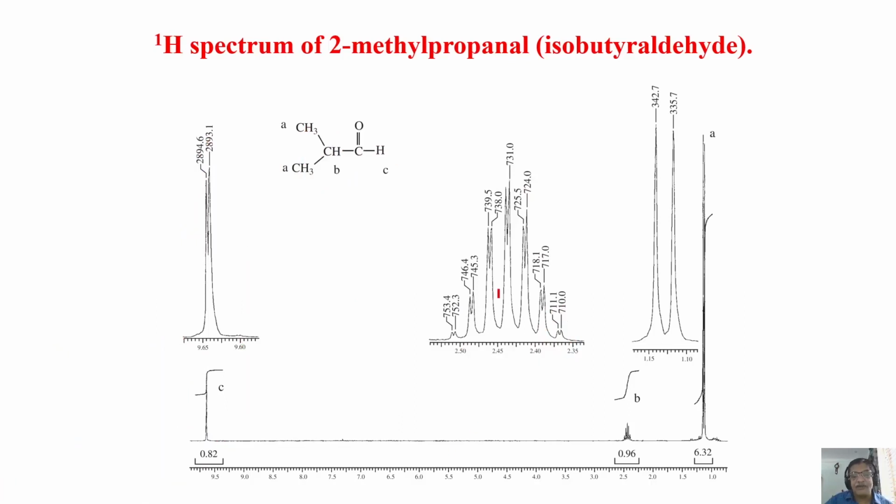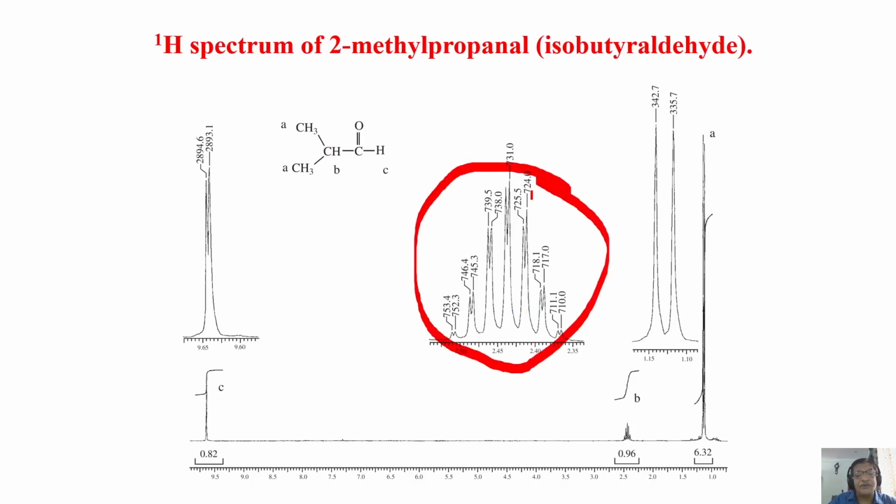As a consequence, you get 4 into 4 quartet. Each line of this quartet is a quartet, and each of them is further split to doublet like this, you can see. So you should get 32 peaks here. That is the reason why it is so complex. You understood the point now?